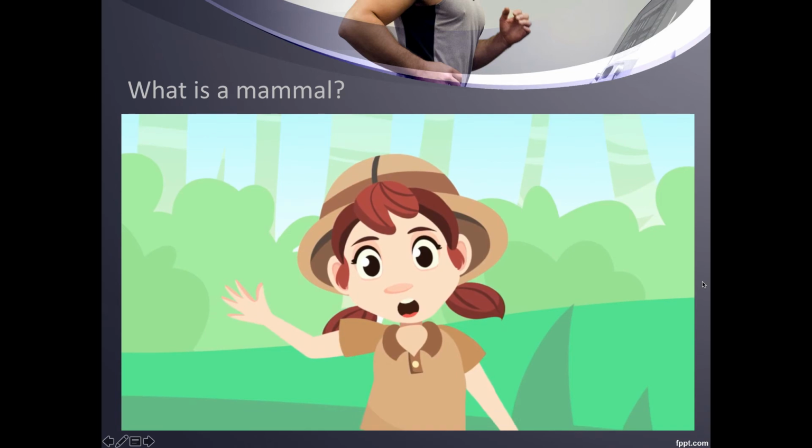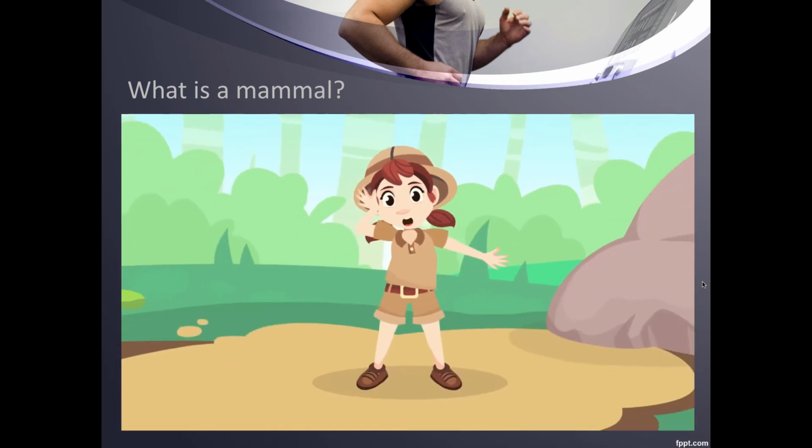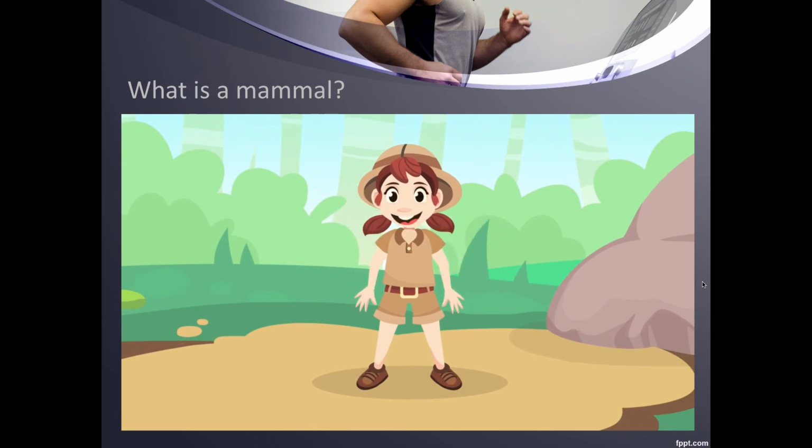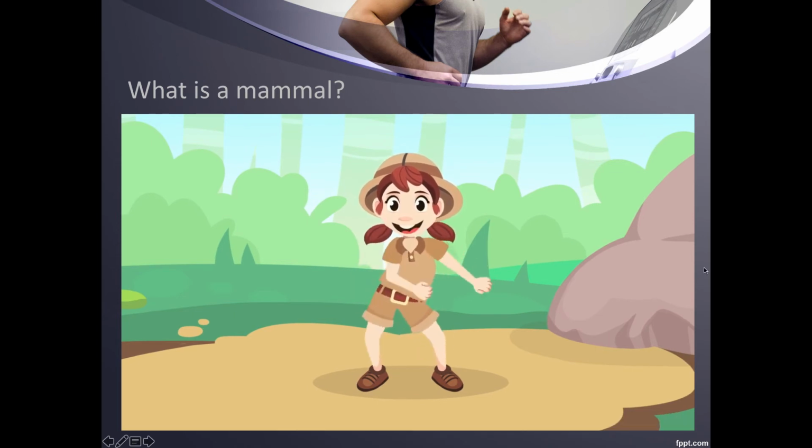And here you have another mammal. What? Where is it? It's me. We humans are also mammals. Well, I am going to keep practicing my dance. See you later.